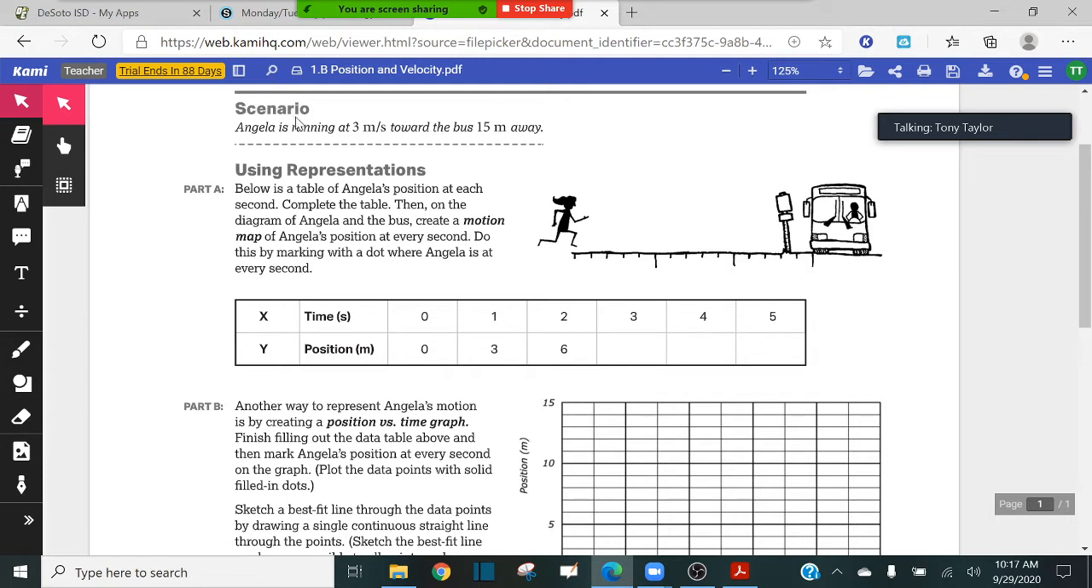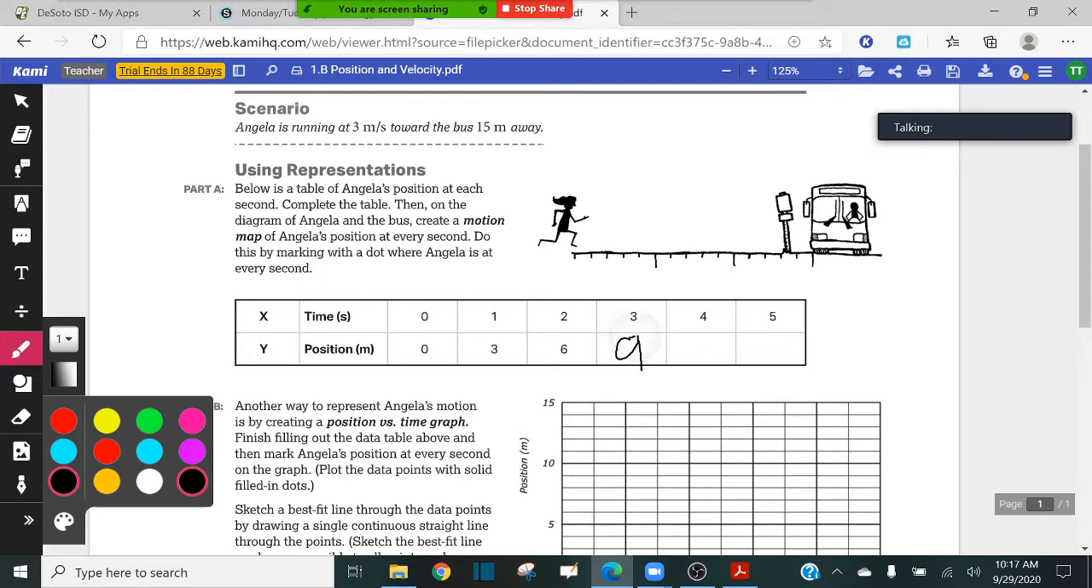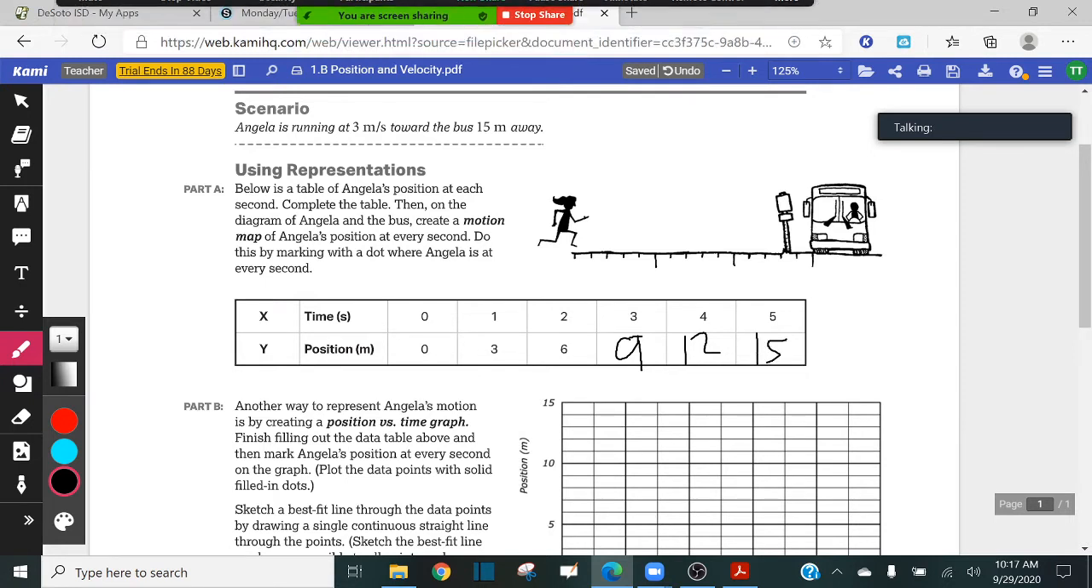Okay, someone tell me, if Angela's running at 3 meters per second, then that means after 1 second, she's at a position of 3 meters. After 2 seconds, she's at a position of 6 meters. Someone tell me, what is her position after 3 seconds? Again, we're just filling this in. Yep, someone in the chat said 9 meters. What is her position after 4 seconds? 12. Yep. And then lastly, 5 seconds. Yep, 15. Okay, so you guys got it. So that's really easy.